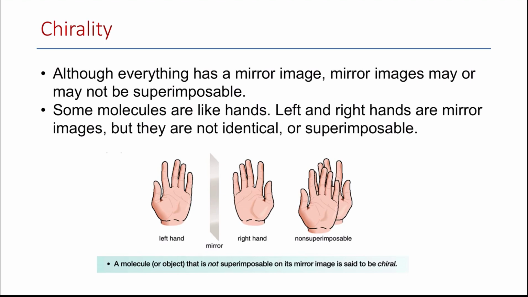Let's start with the general concept. Everything has a mirror image, but the mirror image may or may not be superimposable. Let's have some examples. If you look at both your hands, the right and left hands, you can see that these two are mirror images of each other. However, they are not superimposable. If a molecule or an object is not superimposable on its mirror image, it is said to be chiral. So this is the general concept.